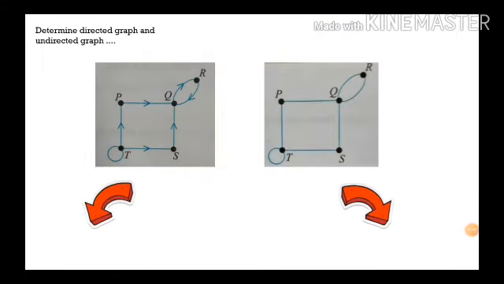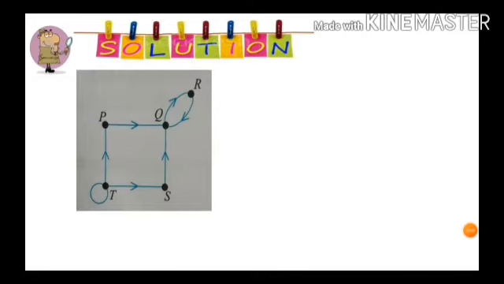The next part is determining directed graph and undirected graph. There's a difference between them. Look at the first picture and the second picture. It's the same picture, but in the first picture there is an arrow. When there is an arrow, it is a directed graph, and the picture with no arrow we call an undirected graph. Move on to the next slide.